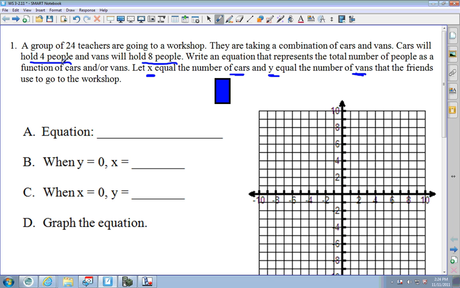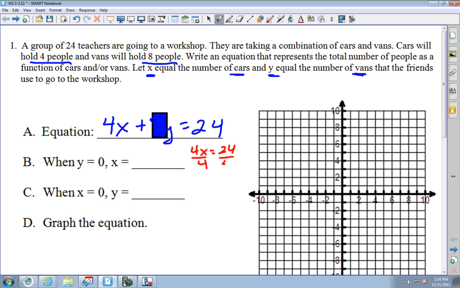How many people can fit in a car? 4 times the number of cars plus 8 people in the vans. And they want to know how many combinations of vehicles we need for 24 teachers. Now, it wants us to find when Y is 0. So I'll cover up the Y, and I get 4x equals 24. So I divide by 4, x equals 6.